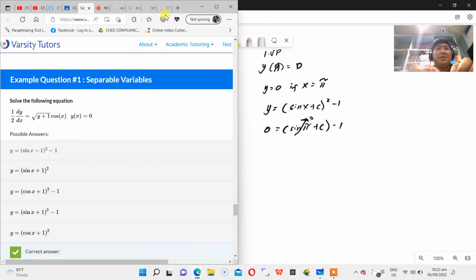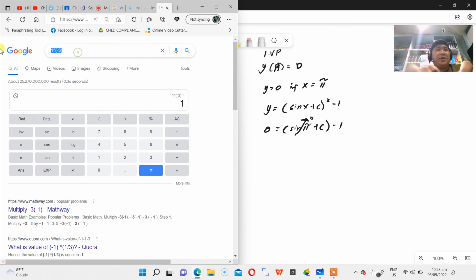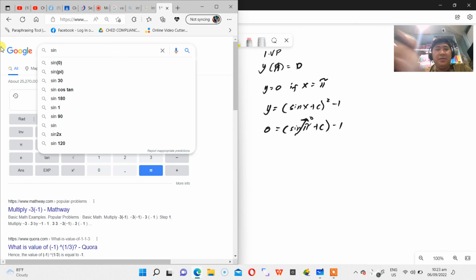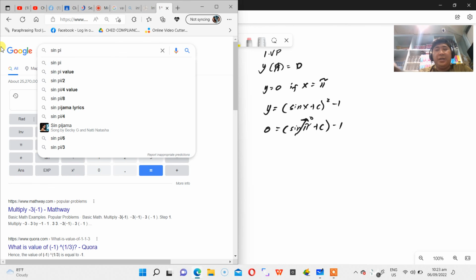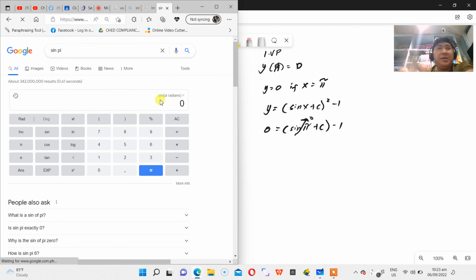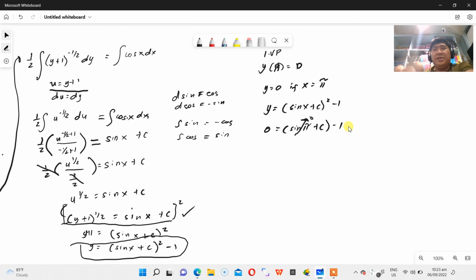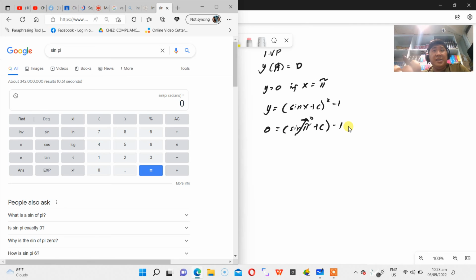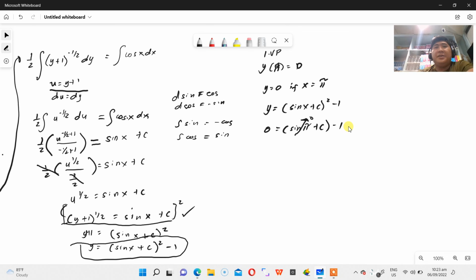Let's check. This is my calculator. Sine pi. Okay, sine pi is 0, in radians. So sine 0 is 0. So, correct. Sorry, I can't see your answer because my screen is covered. So, good job. From here, you have 0 equals 0 plus c minus 1.